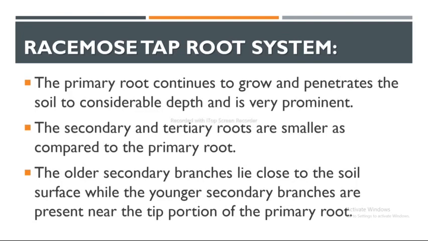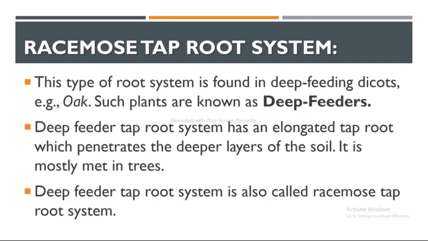The primary root continues to grow and penetrates the soil to considerable depth and is very prominent. The secondary and tertiary roots are smaller as compared to the primary root. The oldest secondary branches lie close to the soil surface, while the younger secondary branches are present near the tip portion of the primary root. This type of root system is found in deep feeding dicots, for example in the oak. Such plants are known as deep feeders.